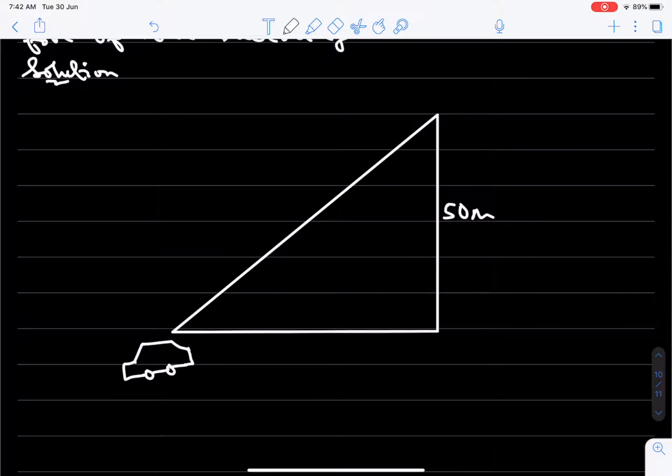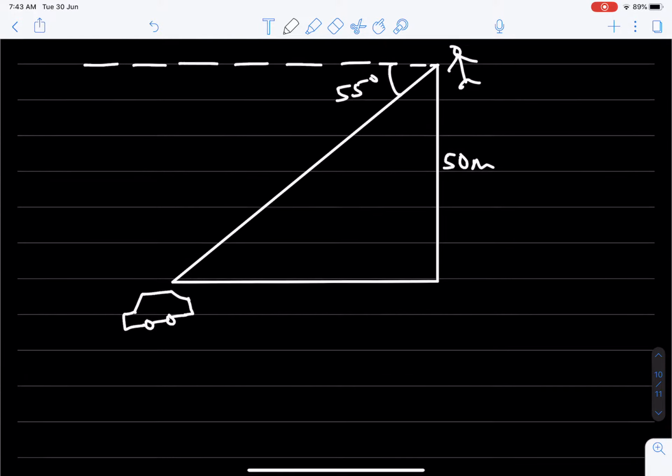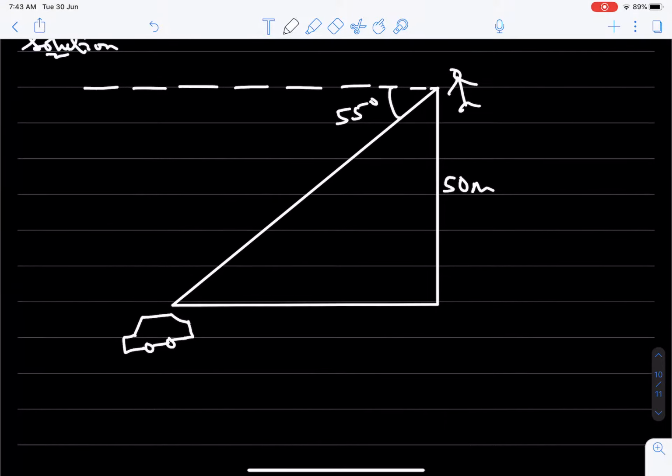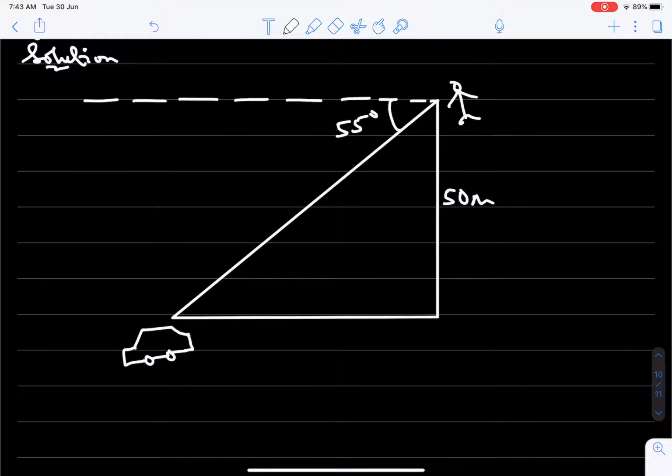The building is perpendicular to level ground. This is the angle which that line of sight makes with the horizontal, here is the angle of depression, and it is 55 degrees. If, for example, the person is here, the angle is 55 degrees. The building is standing perpendicular to the ground, and that's 50 meters.